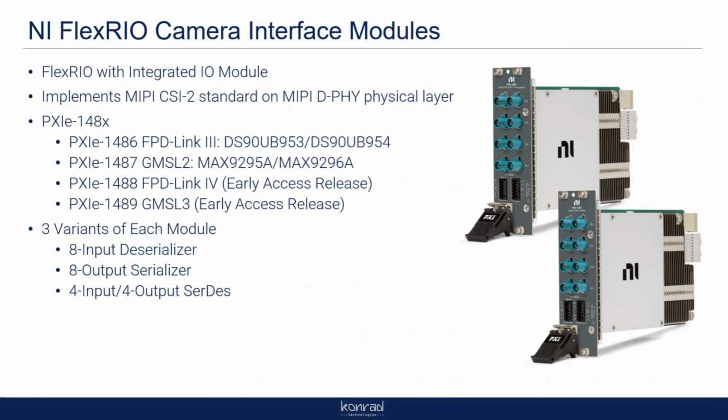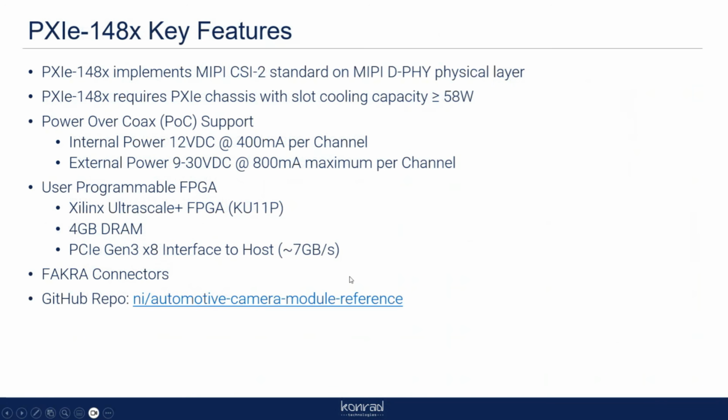So when you go to order it, just be cautious that you're getting the one you want: either a serializer card, a deserializer card, or the SerDes card, as they call it, because of how it's connected there. Each of these cards has to have a high slot cooling capacity, so you can't use this on some of the older PXI chassis. You also likely want to use it on one of the newer PXI chassis that has the higher bandwidth because of the amount of data you're putting in there.